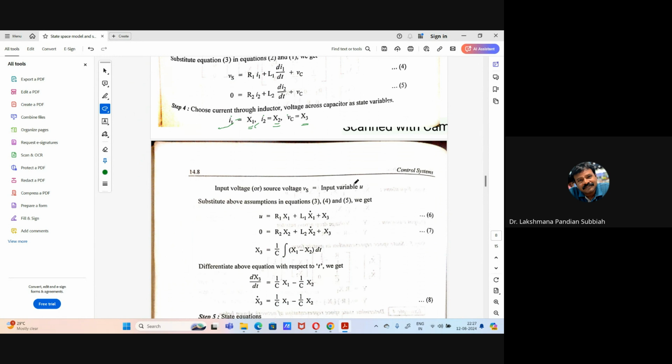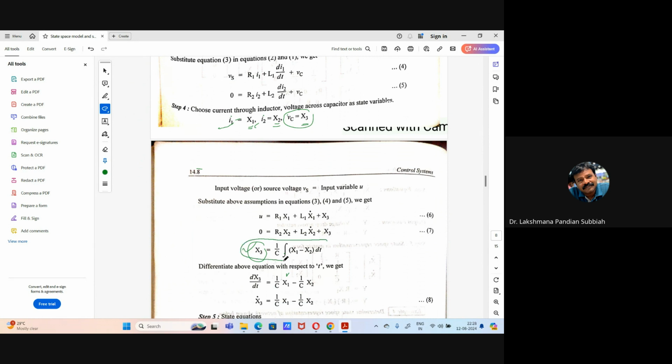Now how do you write this? Vc is x3, and x3 dot is obtained by differentiating it. The integral part, the integral of (x1 minus x2) dt, when differentiated, the integral goes off and dt is removed. So that is 1 by C into (x1 minus x2). This is the equation for x3 dot.